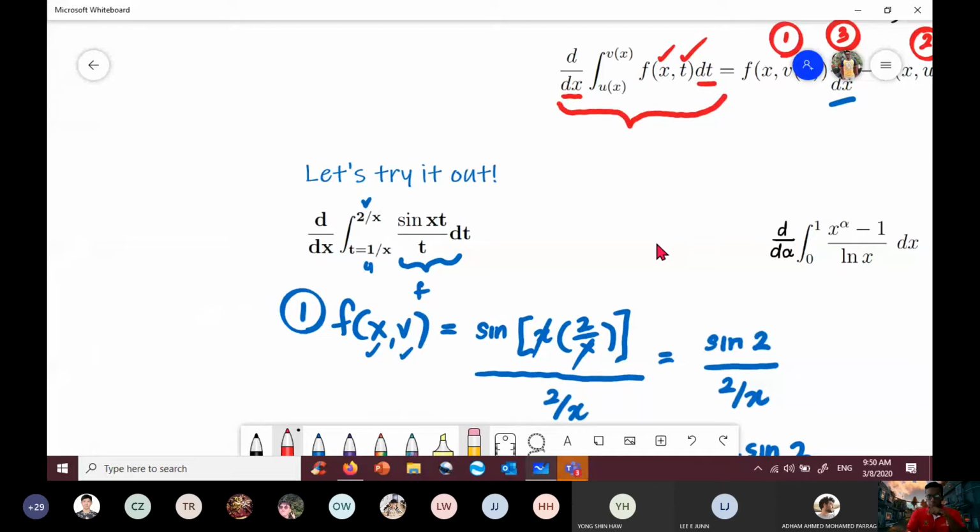Those who are sending anything in the chat box, if any, just wait for a while. I can't see the chat box yet. So sine xt over t, and those are the limits. The formula itself is very long actually. So the limits are 2 over x, 1 over x. Let me zoom out again.